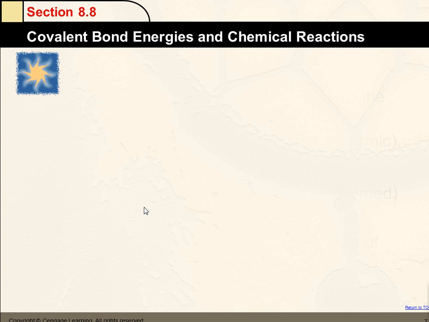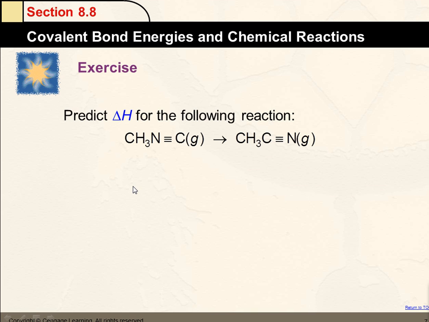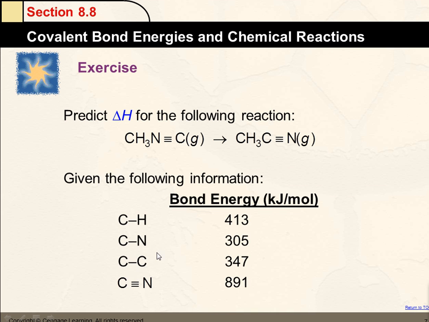So here's a practice problem. What is the enthalpy change for the following reaction? They give us a bunch of bond energies. The carbon-hydrogen single bond would have a bond energy of 413. Carbon-nitrogen single bond has a 305, and so on. So in order to do this reaction, we have to look at what bonds need to be broken and what bonds need to be formed.